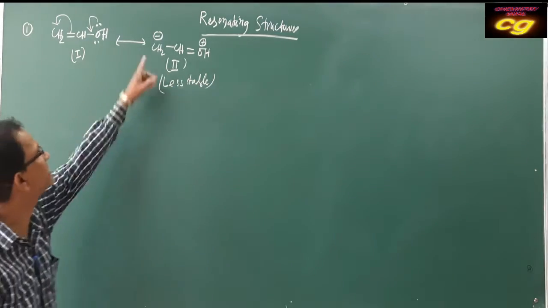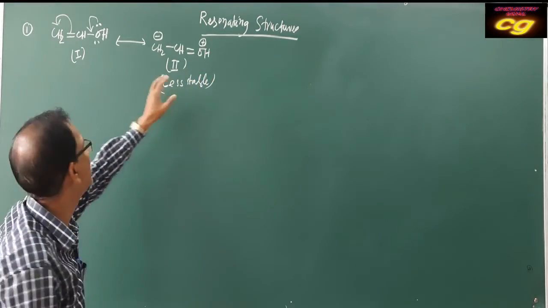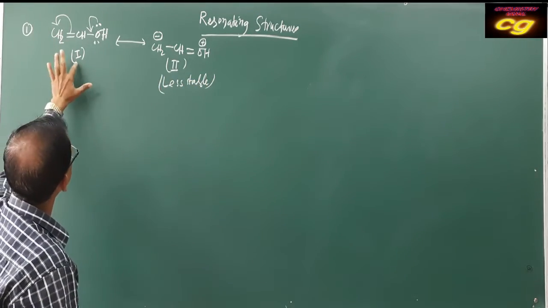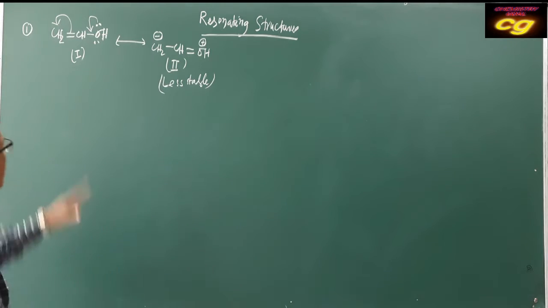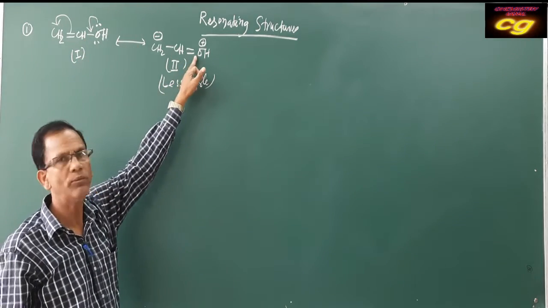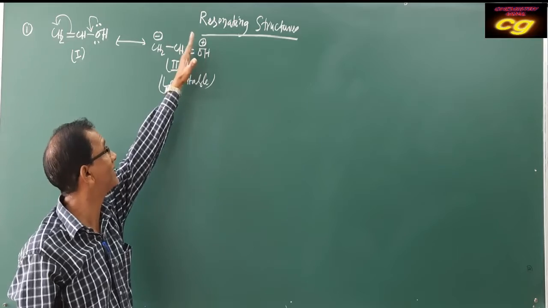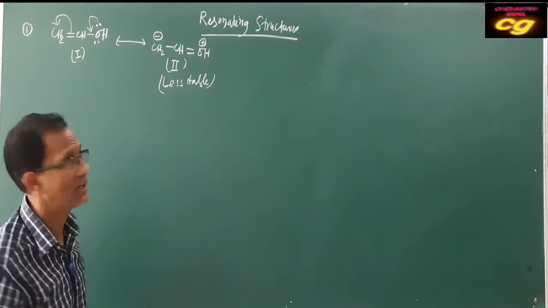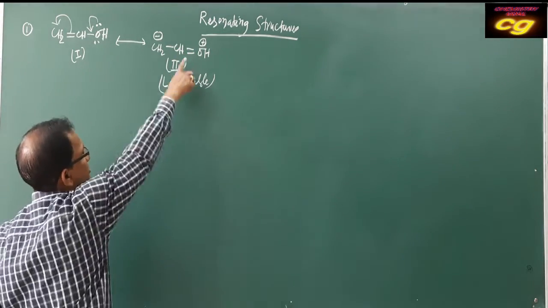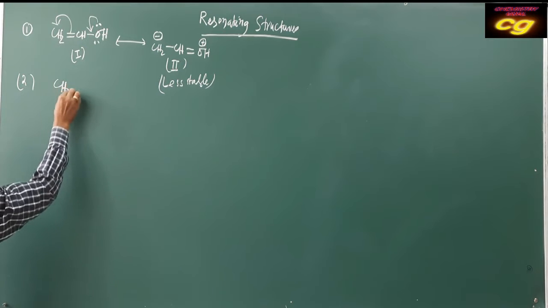Why is it less stable? Because of charge separation. Charge separation means your stability will be less. So structure 1 is more stable than structure 2. This is one important resonance. And here, due to resonance, you see the single bond becomes a double bond. That's why the reactivity of the carbon-oxygen bond decreases, due to formation of a double bond here and a single bond there. Then this resonance structure can be written.